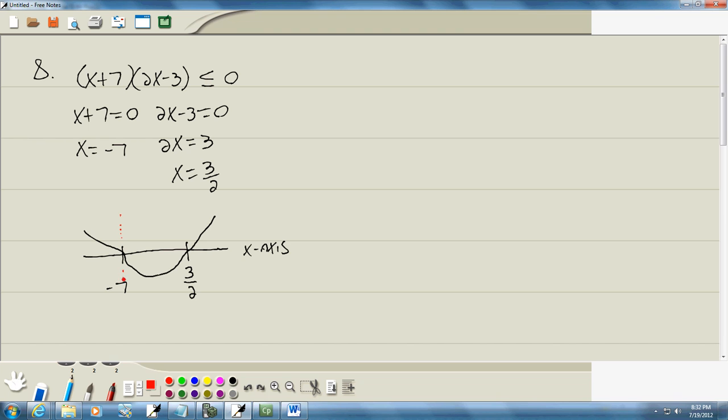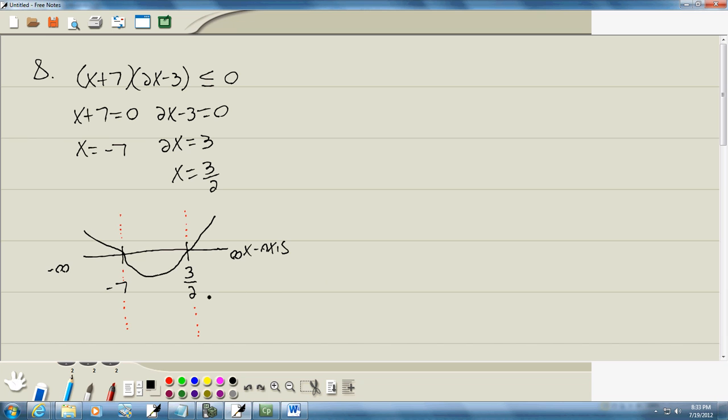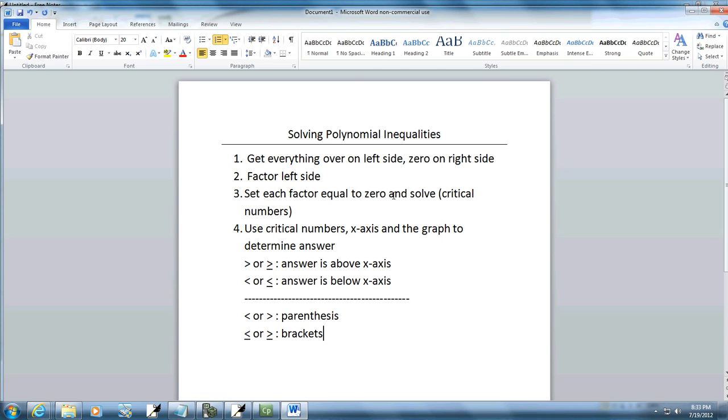Now, the critical values separate this into intervals. This first interval here is negative infinity to negative 7. The second interval is negative 7 to 3/2, and this one 3/2 to positive infinity. Now, we said for our problem, we have a less than or equal to. Less than or equal to, we say the answer is below the x-axis. Well, we look at where our graph is below the x-axis, and it's below right here. Since this is below the x-axis, that's our answer. So our answer will be from negative 7 to 3/2.